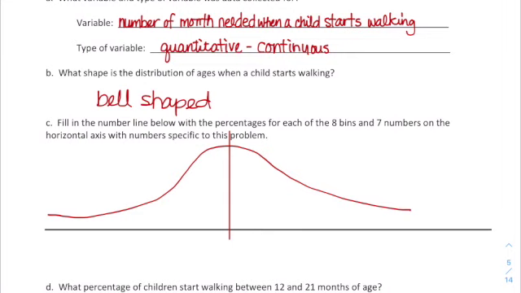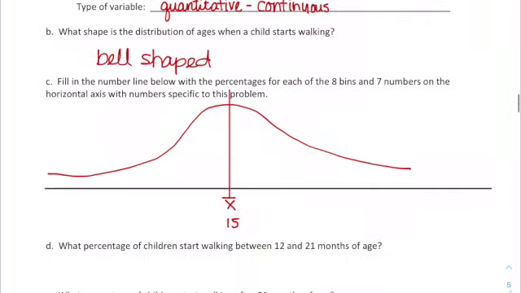Okay, that's X bar right here, and that is going to be 15. Okay, what we're going to do is label this 34%, and this side is 34%. And remember, this is mean plus standard deviation.